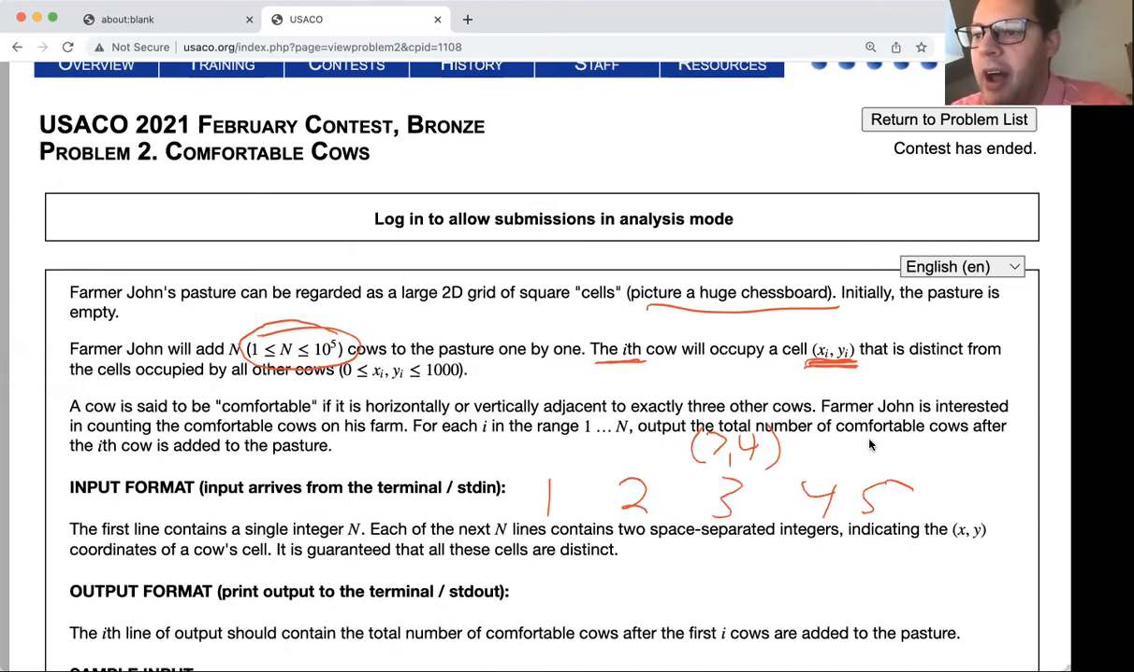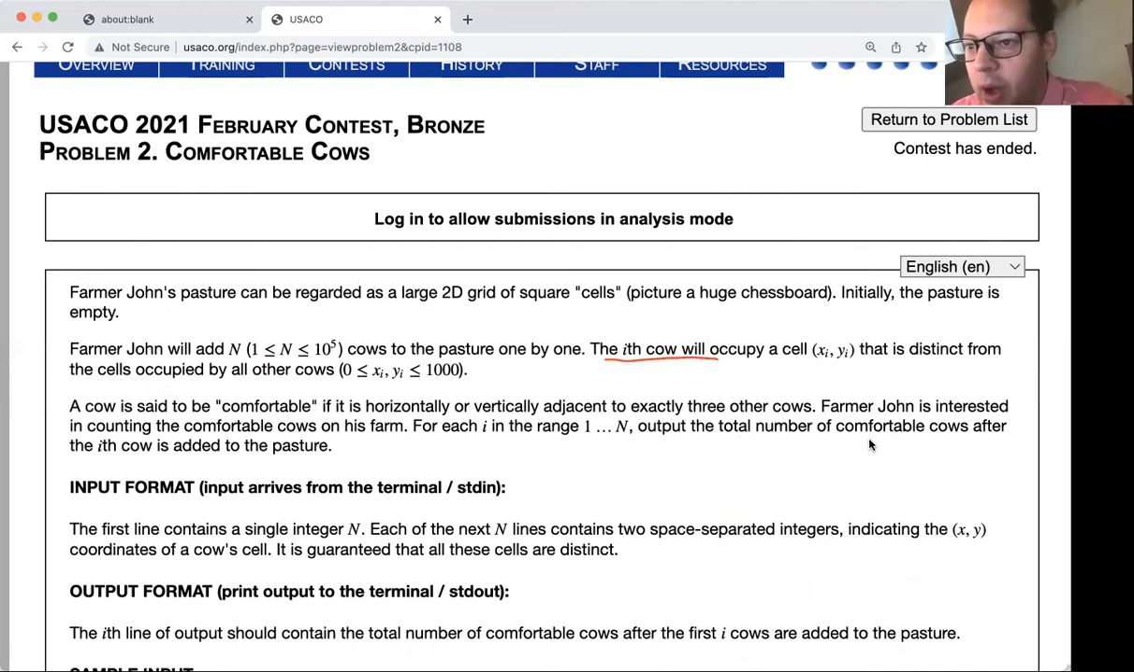So when they're talking about xi, yi, in the case of i equals 3, which is the 3rd cow, the x position is called xi, so x3 in this case would be 7, and y3 would be 4. So 7 and 4. The ith cow occupies a cell xi, yi that is distinct from the cells occupied by all other cows. And then it also says that xi and yi are both between 0 and 1,000, including 1,000, which means we've got a grid where the top level is going to be 0 and the bottom level is going to be 1,000.